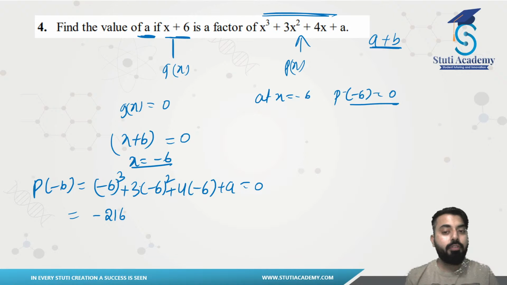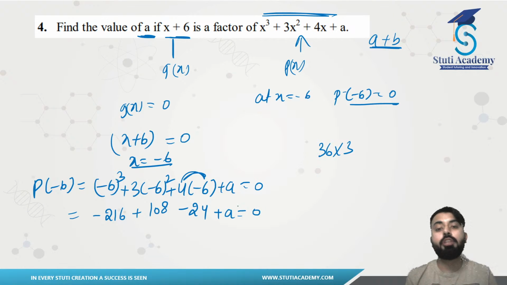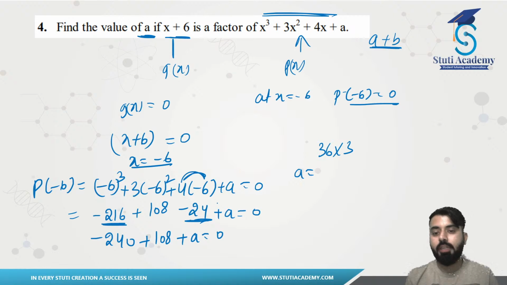Now square of 6 multiplied by 3, that means 36 into 3. That will be 108, right? 4 into negative 6, that will be negative 24. And there will be a here, which will be equal to 0. So you guys see negative 216, negative 24, that will be a negative 240 plus 108 plus a equals to 0. So a will be what?